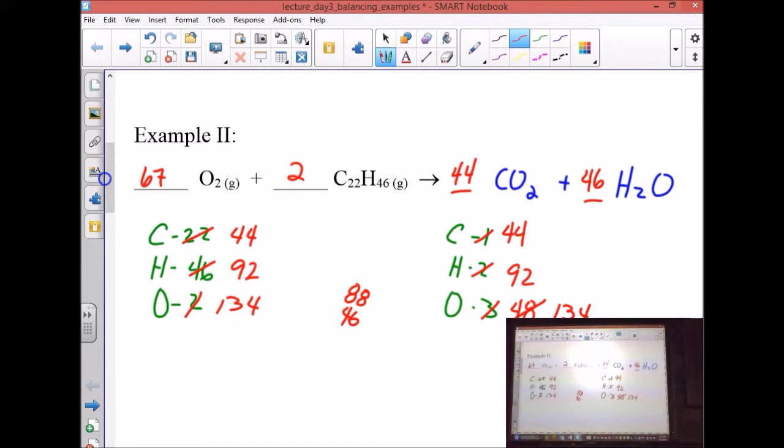There we go. All right, so everybody good with combustion reactions? What are the products? Carbon dioxide and water. Same thing you breathe out. All right?